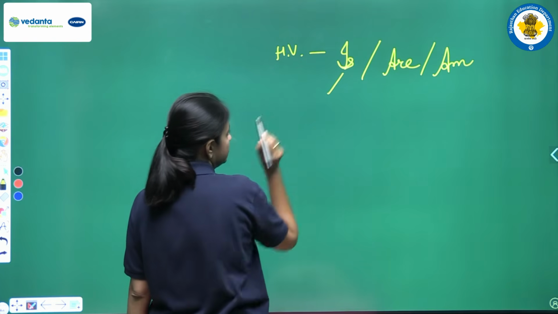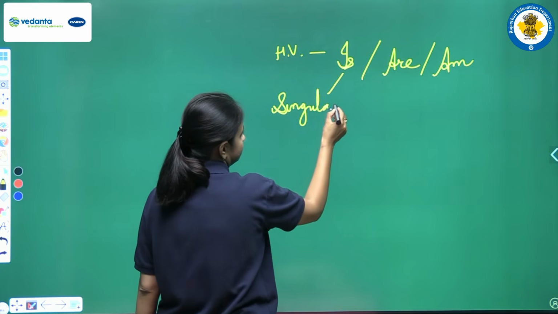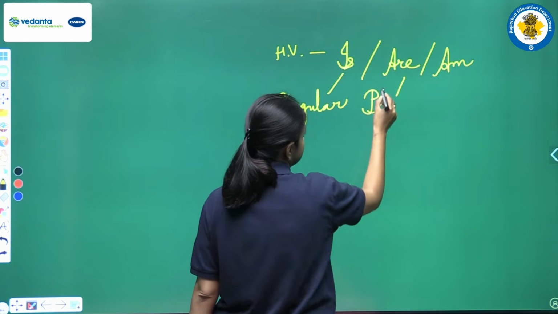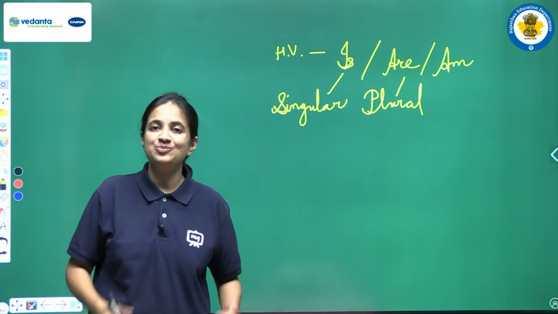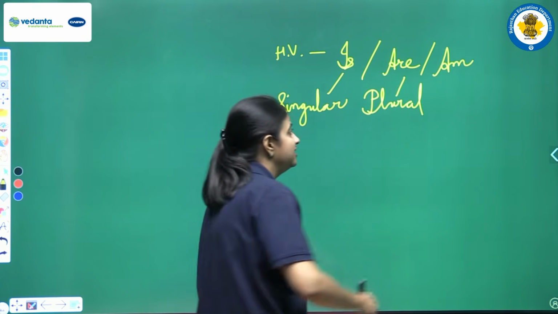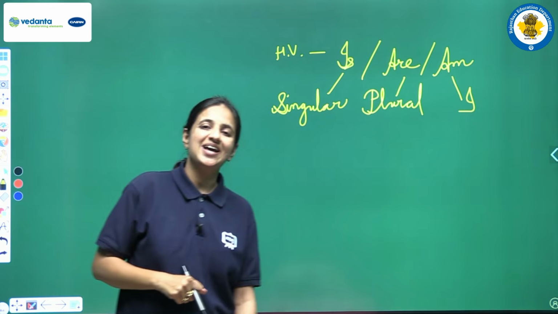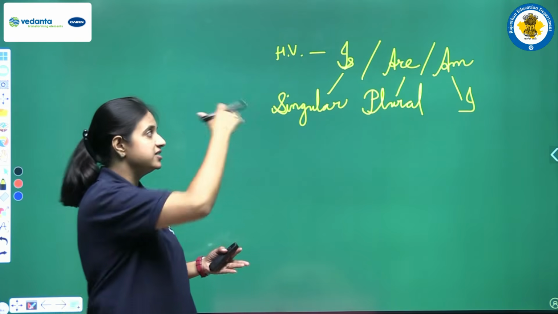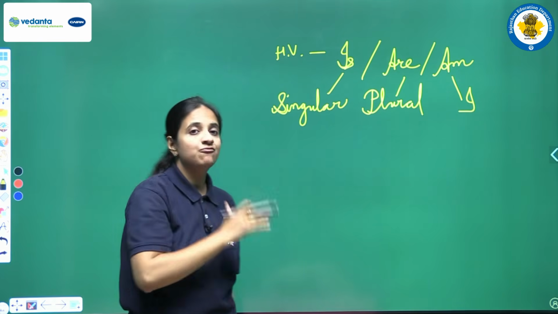So is always used for singular subjects. Are, this word is used for plural subject. Plural means more than one. So if the subject is a plural form, if the subject is more than one, then we will use are, and am is used exclusively only for I. Okay, so we are having a separate helping verb for I, right? So is for singular subjects, are for plural subject, and am for I.